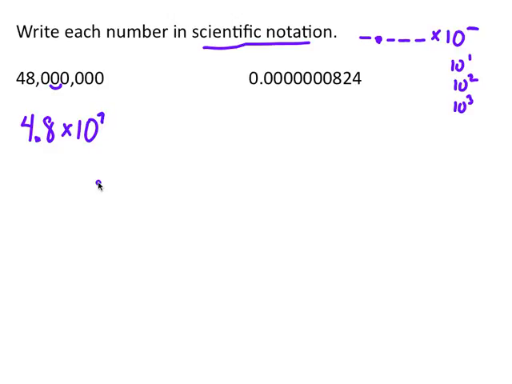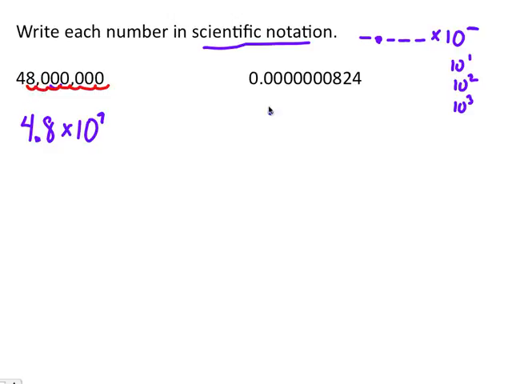Now just be careful there. Make sure that you're counting places. So you might go like this and count each place, but remember it's places, not zeros. Sometimes students just count zeros, but remember there's an extra place up here.